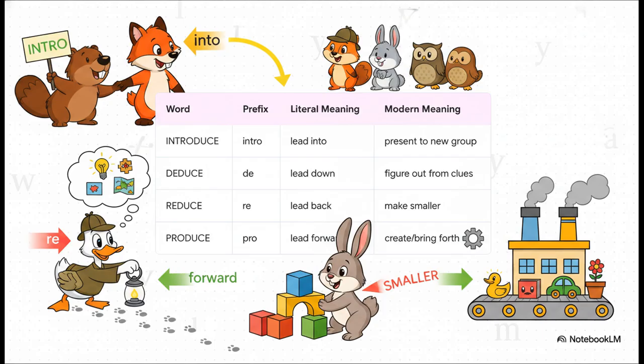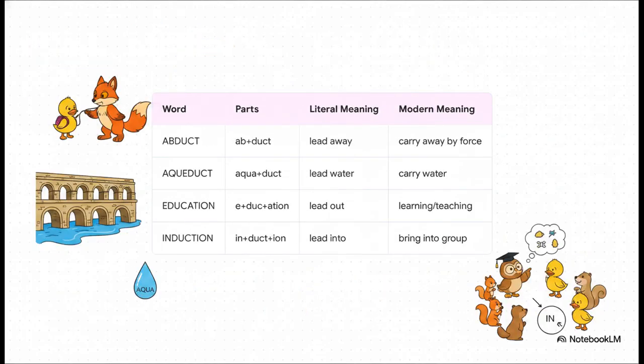Now look at reduce. Re means back. To lead back an amount literally means to make it smaller. And finally, produce. Pro means forward. Think of factories leading products forward to create or bring them forth. Make sense? What's really wild is that we can decode massive physical structures or even big abstract concepts just by looking at these same Latin building blocks.